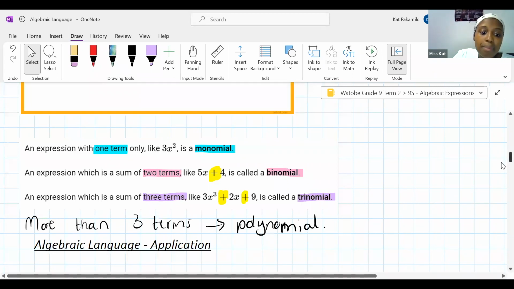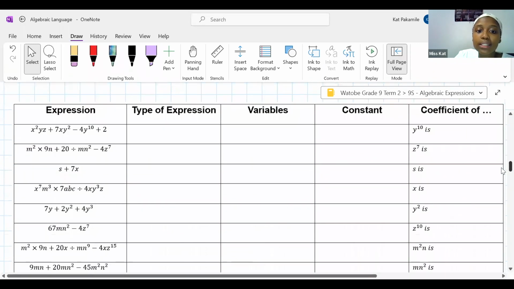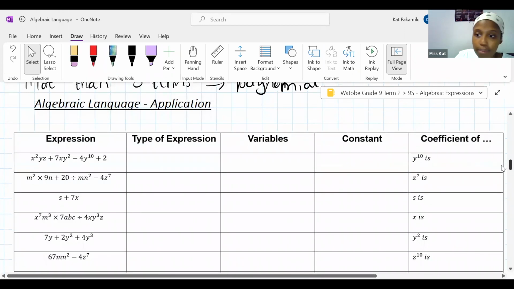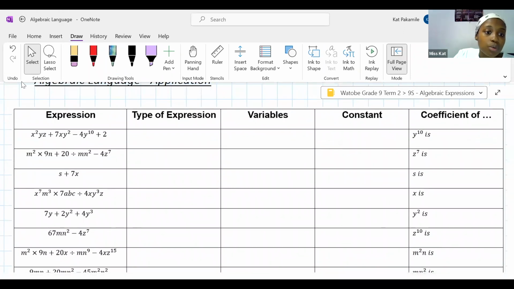Now let us apply all of this. You guys are going to help me fill this big table up. We're going to look at the expression in the first column. Then you tell me what type of expression it is based on how many terms there are. Is it a monomial, a binomial, a trinomial, or a polynomial? You're going to tell me what variables there are. Remember guys, variables do not go with their exponents. If I ask what variables are here, you don't tell me x squared, you just tell me it's x.